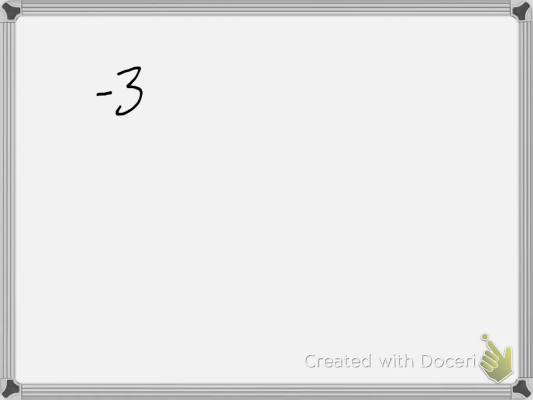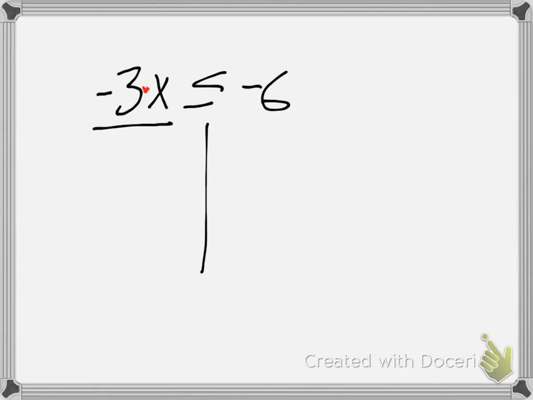Alright, we're going to look at negative 3x is less than or equal to negative 6. Same exact idea as before, just like solving an equation. Remember, whenever you have a number right next to a variable, it means multiplication. So this is negative 3 times x. To get x by itself, I have to get rid of times negative 3, so I'm going to divide both sides by negative 3.